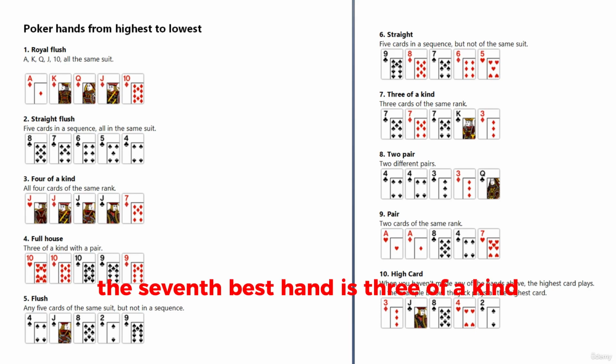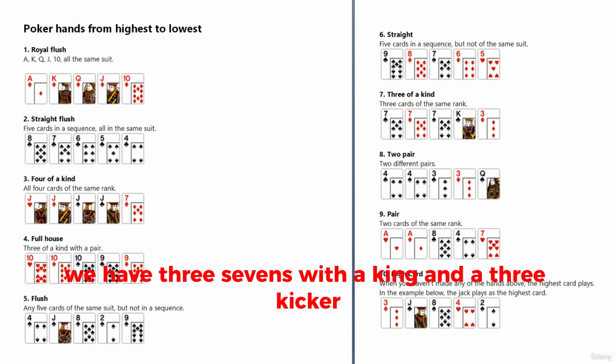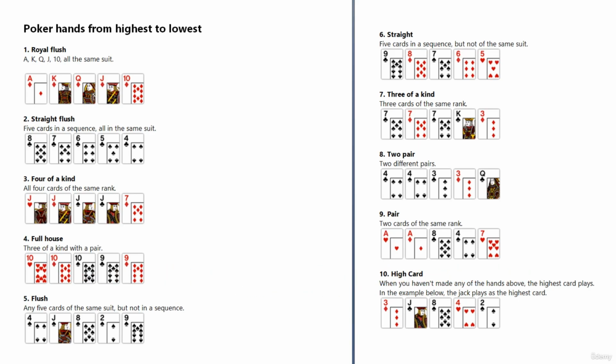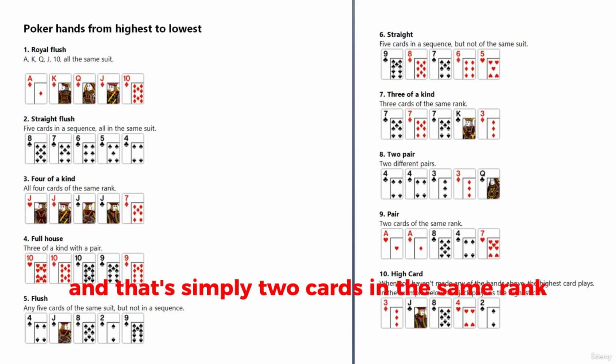The seventh best hand is 3 of a kind. So for example, this is what I had earlier in this lecture. In our example, I had 3 5s. In this one, we have 3 7s with a king and a 3 kicker. The eighth best hand is 2 pairs. So in this example, this person has a pair of 4s, a pair of 3s with a queen kicker. The ninth best hand would be 1 pair, and that's simply 2 cards of the same rank.